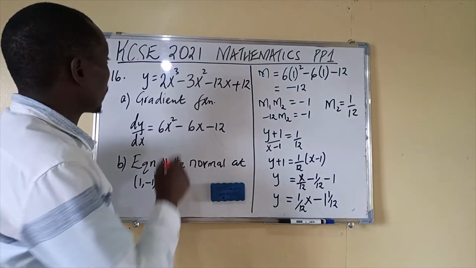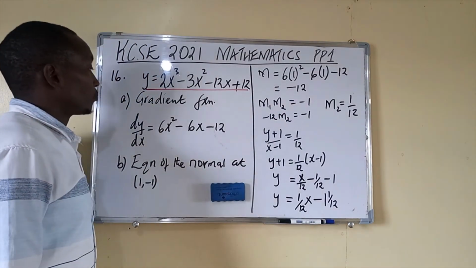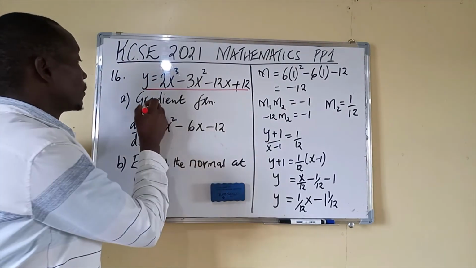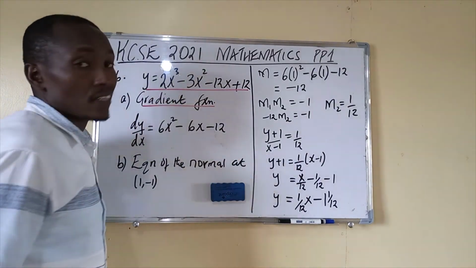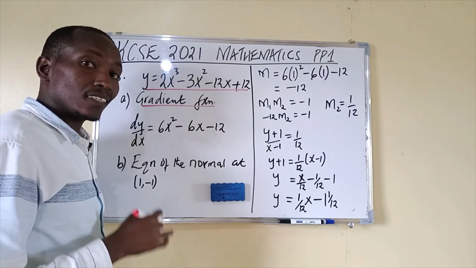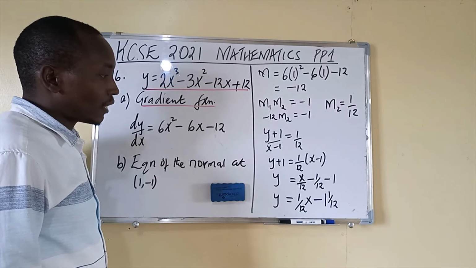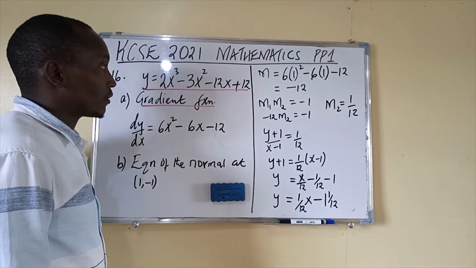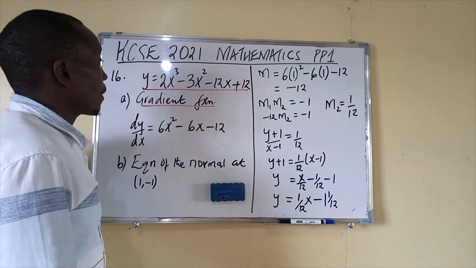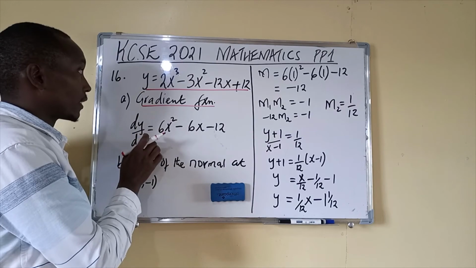Question number 16, you've been given this function. Part A of the question is for the student to determine the gradient function. The gradient function is the first derivative, the dy dx. I know to most students the terminology themselves are not very friendly. The first derivative. And how do you get that first derivative? The change in y over change in x, dy dx.